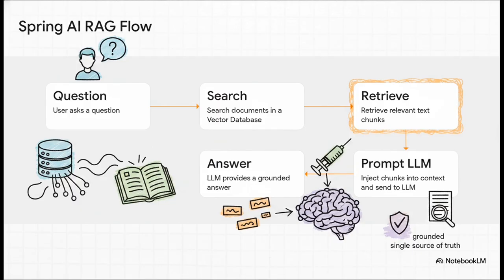Step 1. The user asks a question about some private data. Step 2. Spring AI takes that question and searches through your internal documents, which, by the way, are stored in a specialized vector database that actually understands the meaning of the text, not just basic keywords. Step 3. It retrieves only the most relevant little chunks of text, which completely protects your token limits. Step 4. It injects those specific text chunks right into the context part of the prompt we talked about earlier and sends the whole package over to the LLM. And finally, Step 5, the LLM reads your private context and hands back a perfectly accurate, grounded answer. Hallucinations are entirely prevented, and your private enterprise data remains your single source of truth.